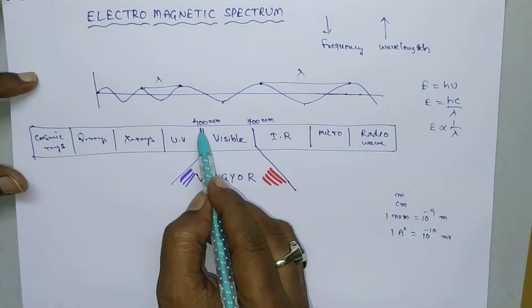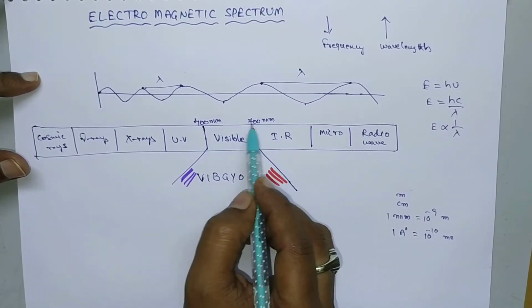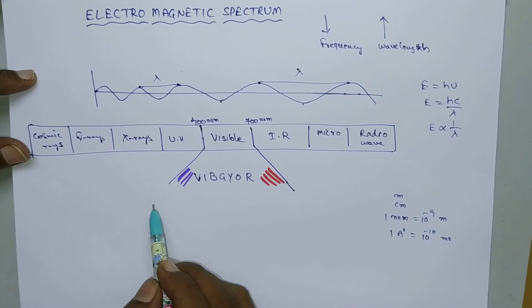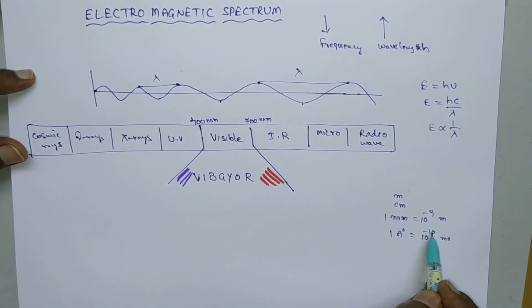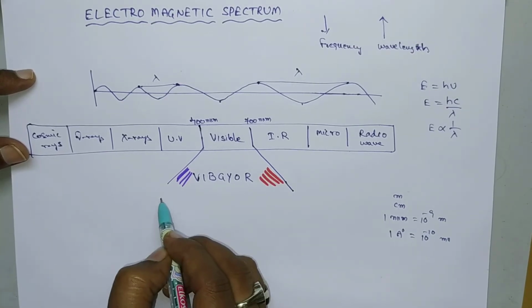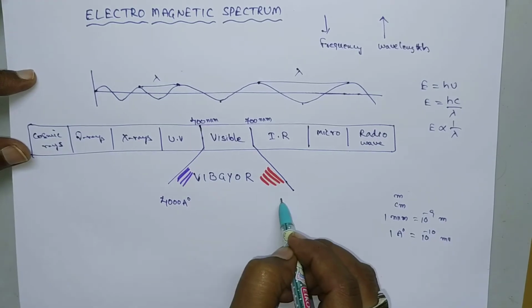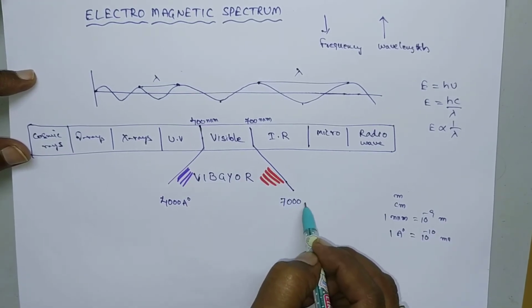Here the visible radiation consists of a wavelength range from 400 nanometers to 700 nanometers. These can be expressed in terms of angstrom units also. Since 1 angstrom unit equals 10 power minus 10 meters, here it will become 4000 angstrom units to 8000, that is nearly equal to 7000 angstrom units.